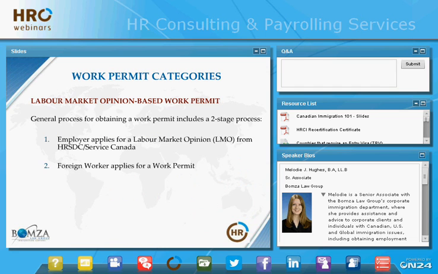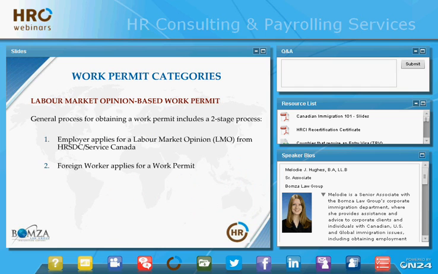The labor market opinion-based work permit involves a 2-step process, whereby first, an application is made by the company for a labor market opinion, or an LMO, from Service Canada.